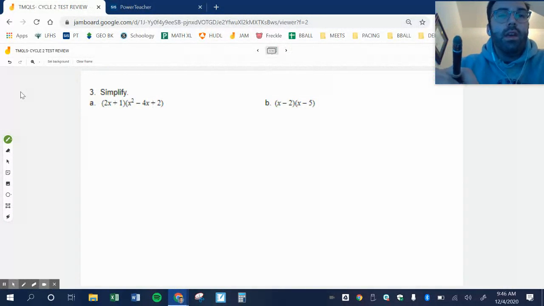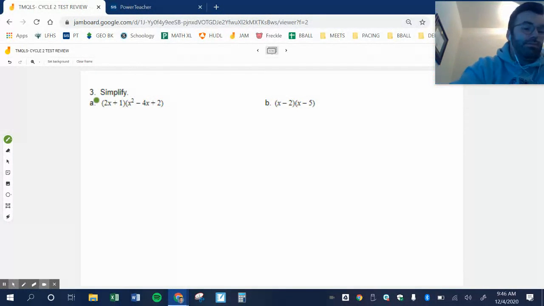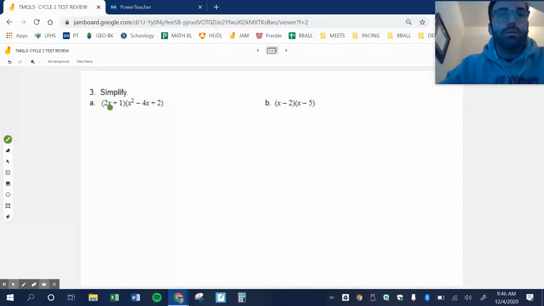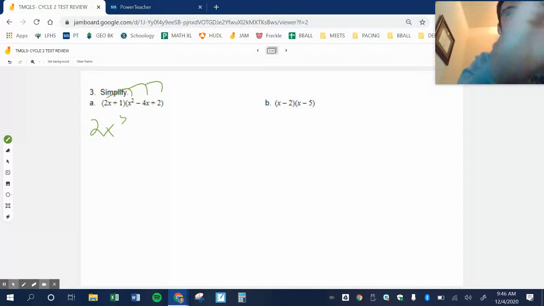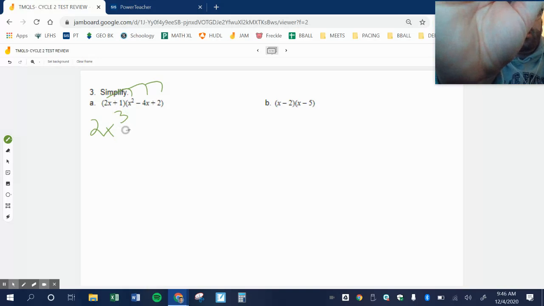All right, so simplify. If you look at part A, we're going to have to multiply those 2 polynomials. I've got a binomial because there's 2 terms, times a trinomial because there's 3. So I'm going to multiply that 2x to everything first. 2x times x squared gives me 2x to the third. 2x times negative 4x gives me negative 8x squared. And then 2x times 2 gives me 4x.